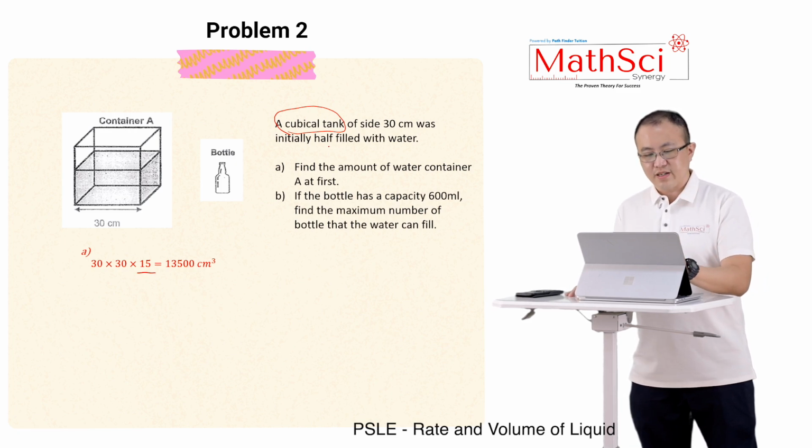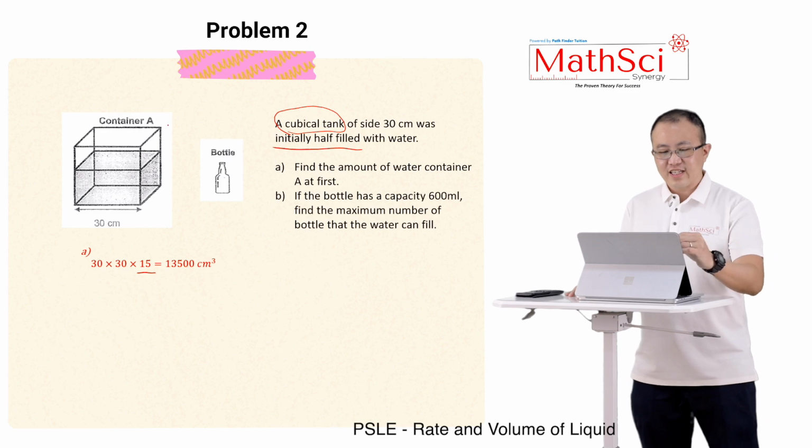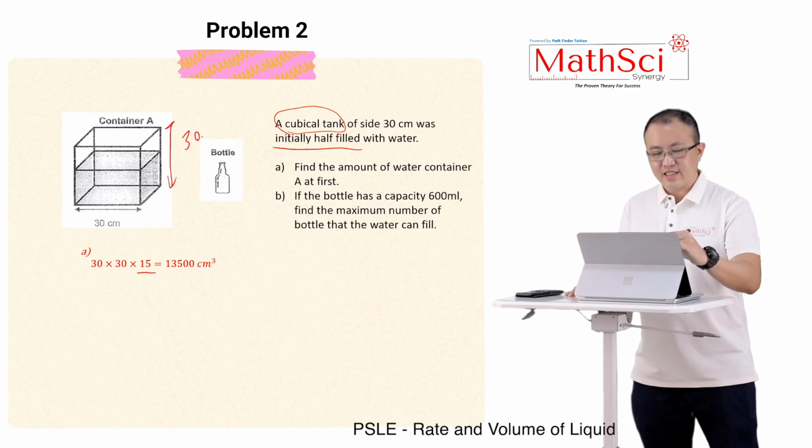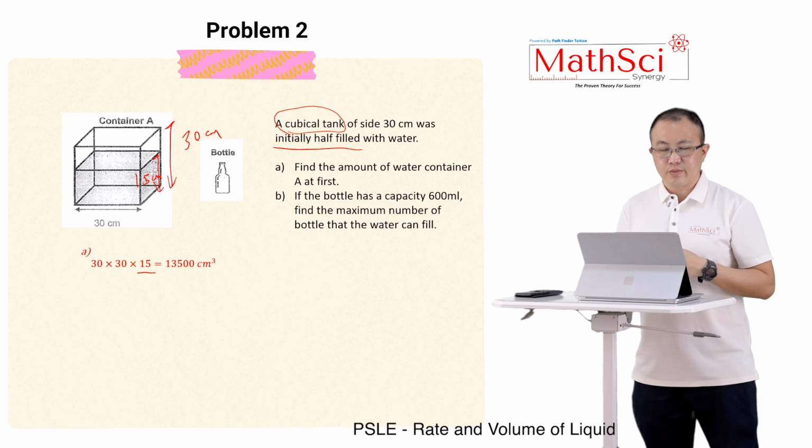Okay, reason is because of this. Some of you might have caught it. It's initially half filled. Half. So I know that this is going to be 30 cm, the total height. Half filled means this will be 15 cm instead. So half of it. And from there we get actually the volume to be this 13500.